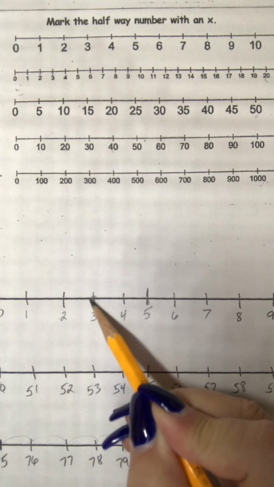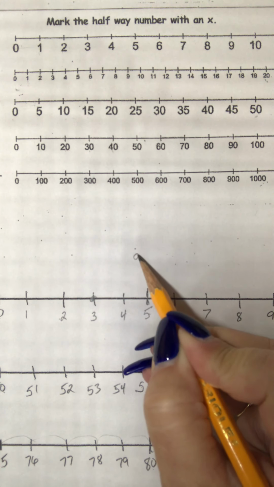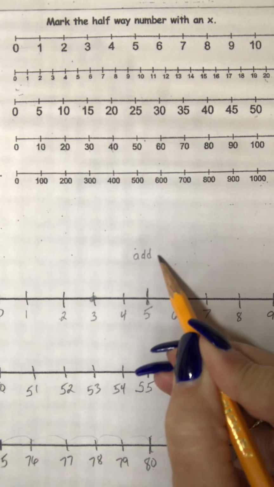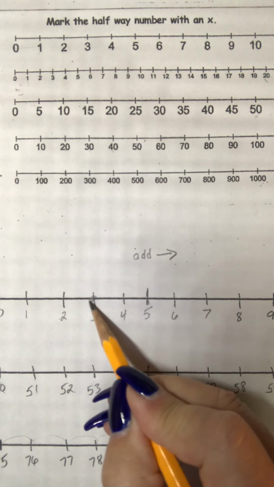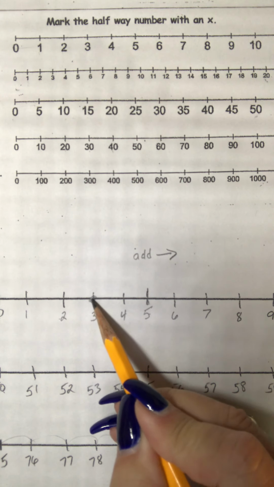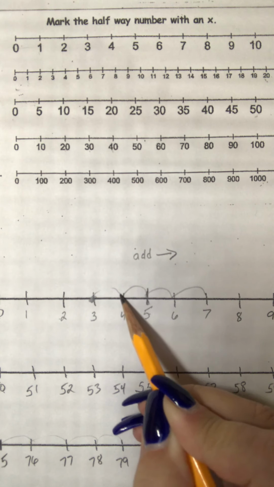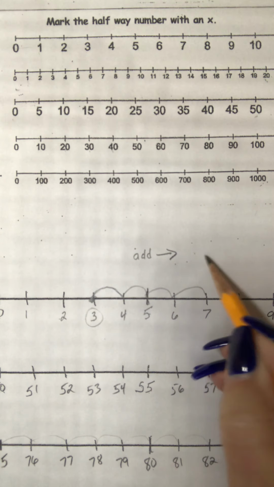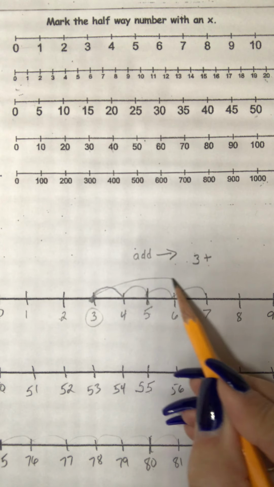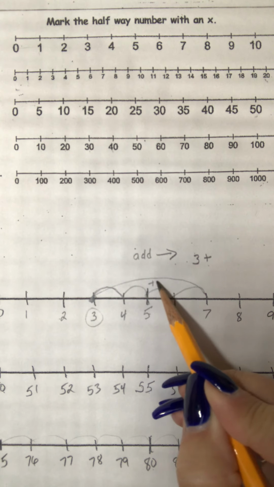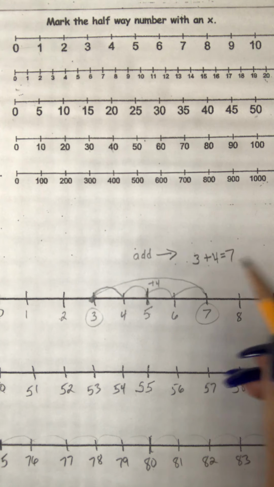Okay. Let's say we wanted to do 3 plus 4. Start at 3. And we're going to add 4. So if we want to add, we're going to move in this direction. We're going to move to the right on the number line. The numbers are getting bigger. So here we go. 1, 2, 3, 4. So here's our 3 plus, there's our 4. And our answer, 7.